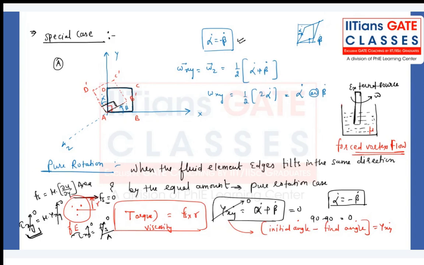According to Newton's law of viscosity, it is mu times the shear strain rate. In solid mechanics we used to write G times gamma, but here we write mu times gamma dot. Gamma dot is dou u by dou y plus dou v by dou x. So in this case, this is completely getting zero. If it is getting zero, the shear strain rate itself is zero, the shear stress will also be zero, and the shear force will also be zero.